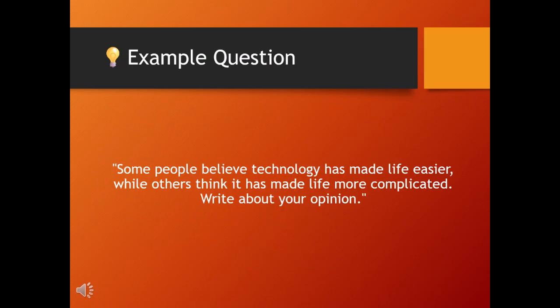Here's an example question. The topic is technology and whether it has made life easier or more complicated. Now, notice that the question asks for your opinion. This means you need to take a clear stance. That means, do you agree that technology makes life easier, or do you think it makes things more complicated? Or maybe you have a balanced opinion where both sides are true. Once you decide your opinion, you can start structuring your response. Let's see how that works.